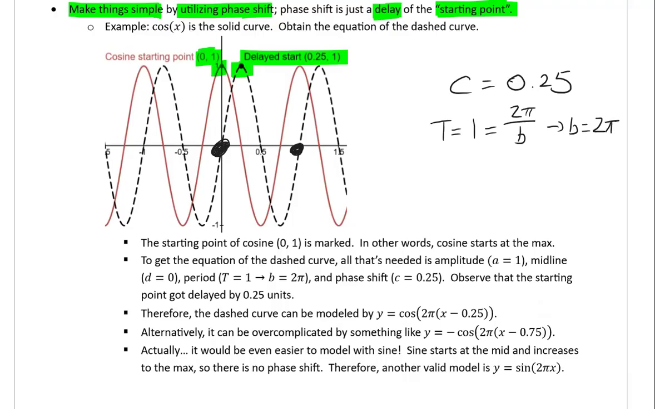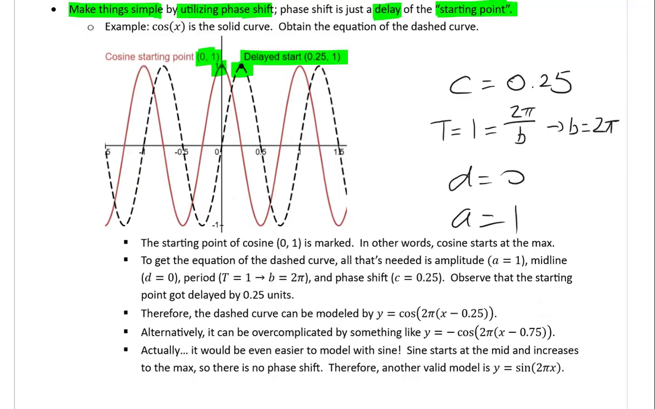Okay, so we got all our horizontal stuff now. Now for vertical, where's the midline? Midline is at y equals 0. So d is equal to 0. And what's the amplitude? Amplitude is how much it swings up or down from the midline. So the midline's here. How much does it go up to the max or down to the min? It is 1. So there's a model right there. Okay.